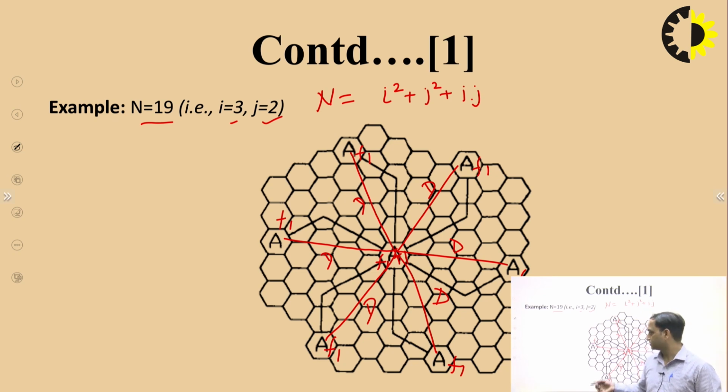So this is the understanding of this N equal to 19 structure. Sometimes in the exam they ask to draw this. So we can do this in this way.